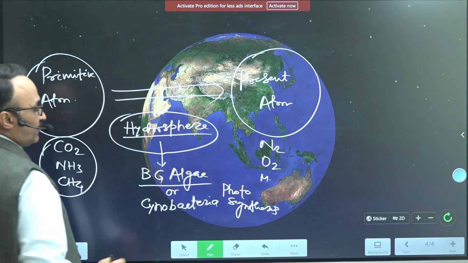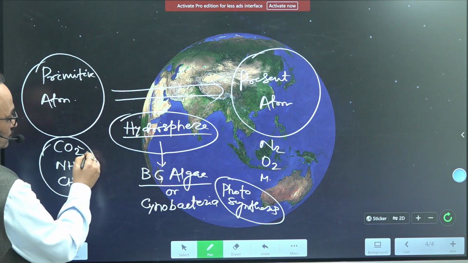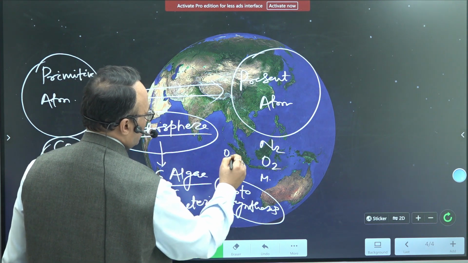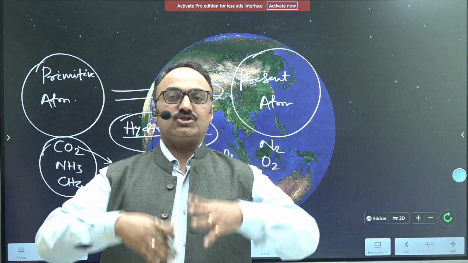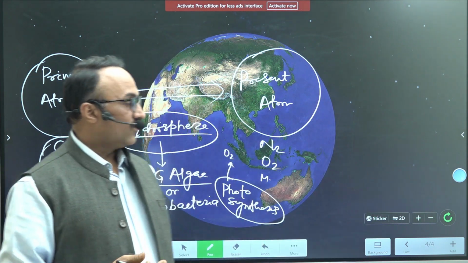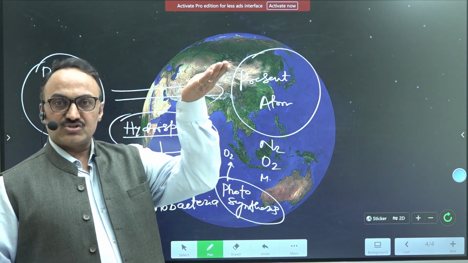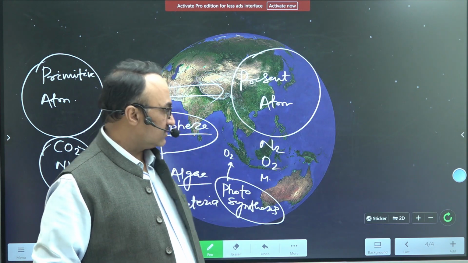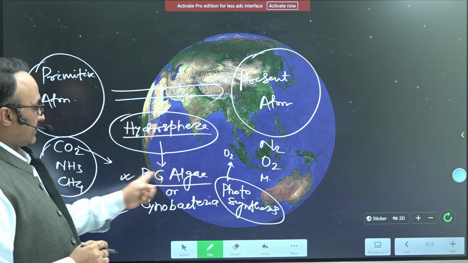In this photosynthesis process, it started consuming this CO2 and started releasing oxygen. With the gradual increase in oxygen, the plant community also evolved, starting from thallophyte, bryophyte, pteridophyte, gymnosperm, angiosperm. Millions of species evolved in millions of years. So the process started from the blue-green algae.